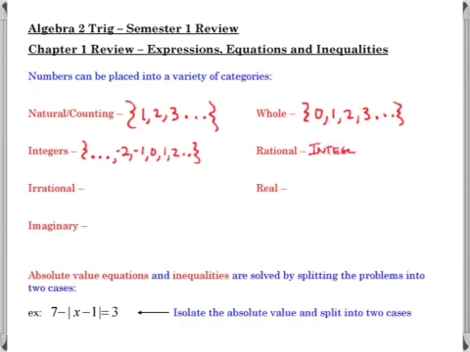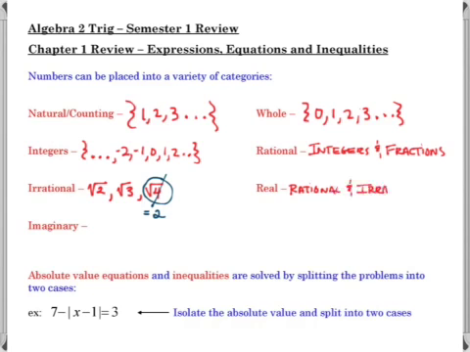Our rationals are our fractions. So the integers, where we have a denominator of 1, and the fractions. Our irrationals are our square roots. Root 4 is not an irrational number because it simplifies, it's a perfect square. The real numbers are the rationals and the irrationals combined. And then the imaginary, where we have the square root of a negative number, which we define as i.